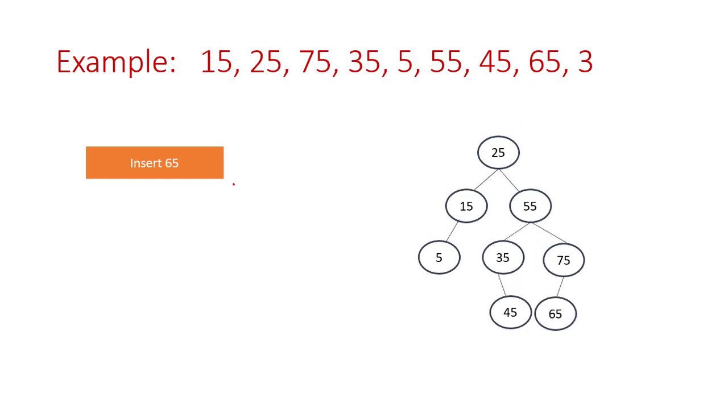Insert 65. 65 is inserted as a left child of 75. Now check the balance factor of all the nodes. The balance factor of 45 is 0. The balance factor of 65 is 0. The balance factor of 35 is 0 minus 1, that is minus 1. The balance factor of 70 is 1 minus 0, 1. The balance factor of 55 is 2 minus 2, that is 0.